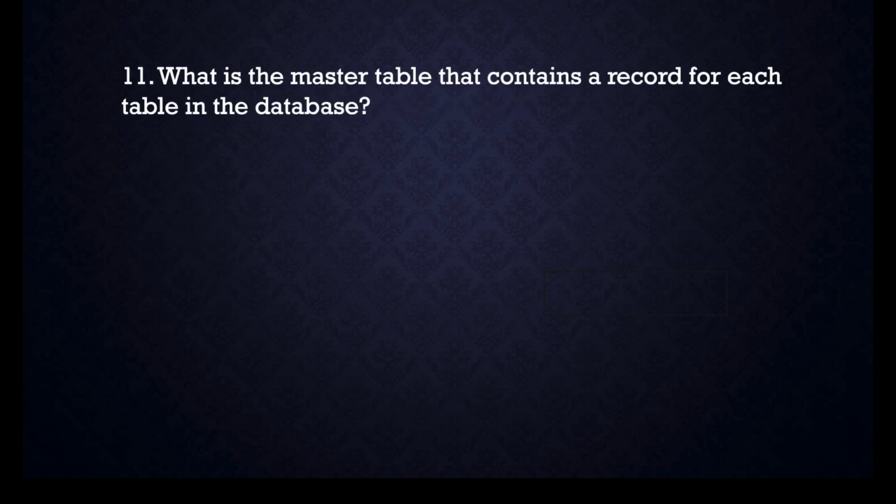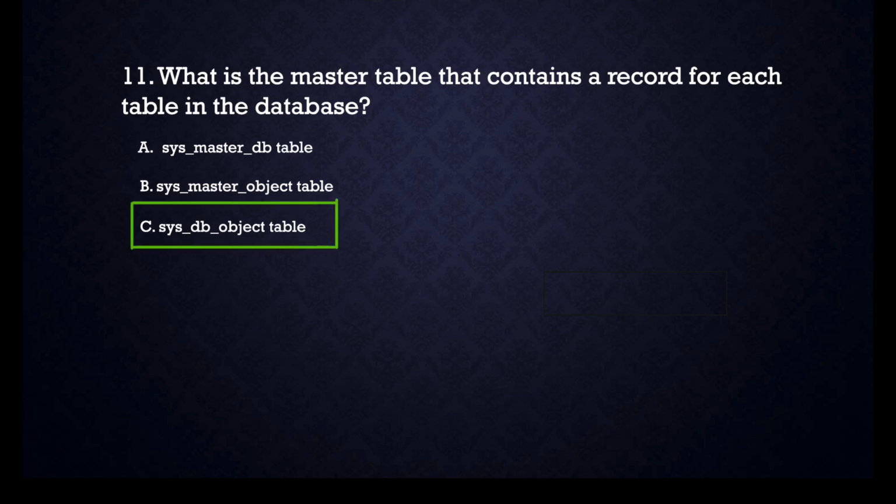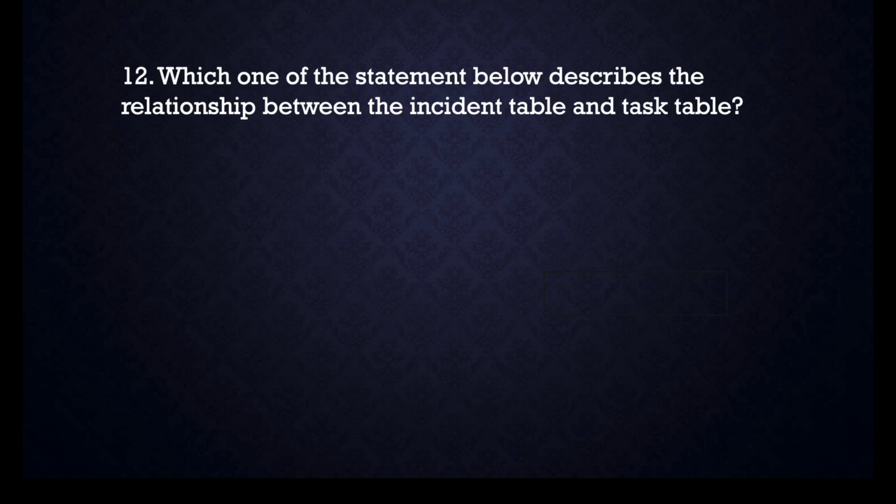Next question. What is the master table that contains a record for each table in the database? Let's see the options. sys_master_db table, sys_master_object table, sys_db_object table. So the correct answer is sys_db_object table.